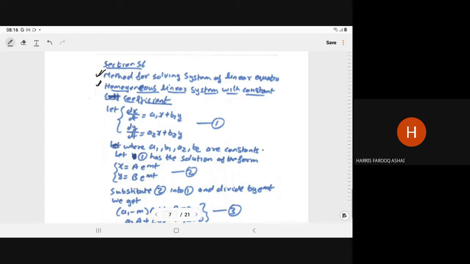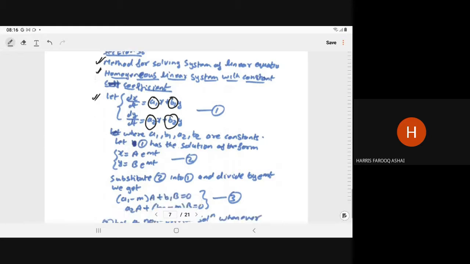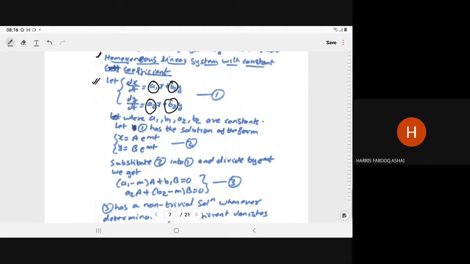So, the method for solving the system of linear equations. We are considering only the homogeneous linear system with constant coefficients. Constant coefficients means here a1, b1, a2, b2 are constants, not functions of t. So we are taking the homogeneous system with constant coefficients as dx/dt = a1 x + b1 y, dy/dt = a2 x + b2 y, where a1, b1, a2, b2 are constants.